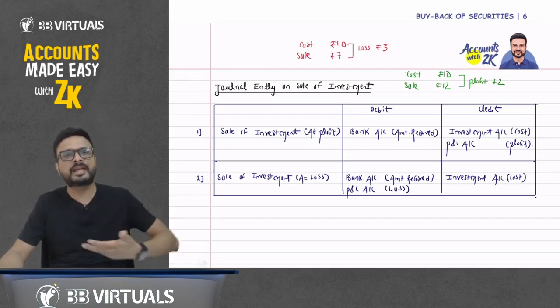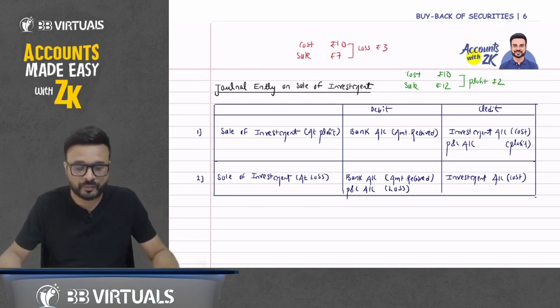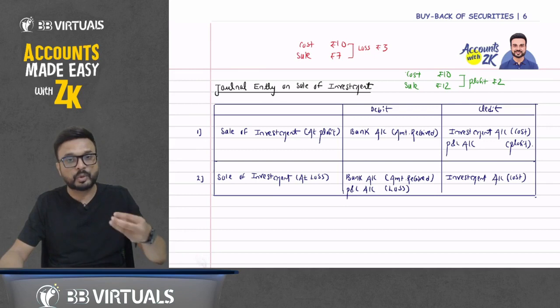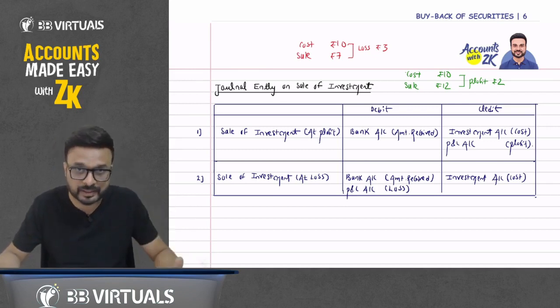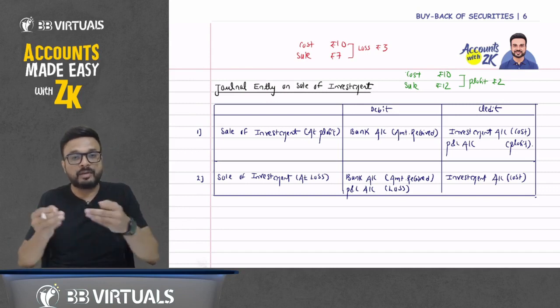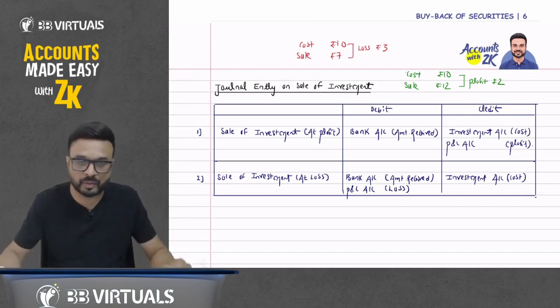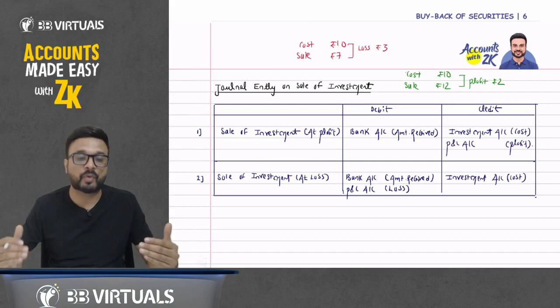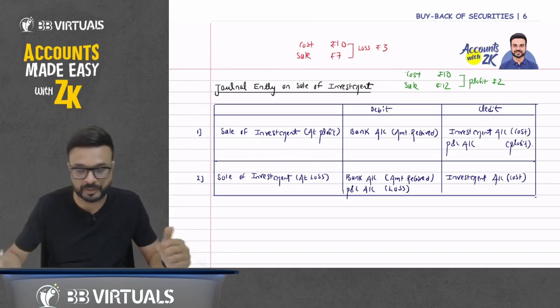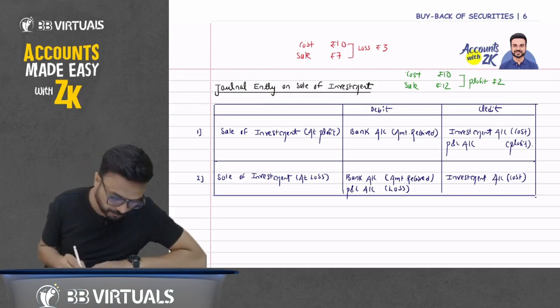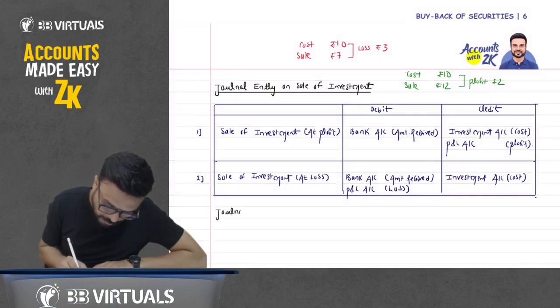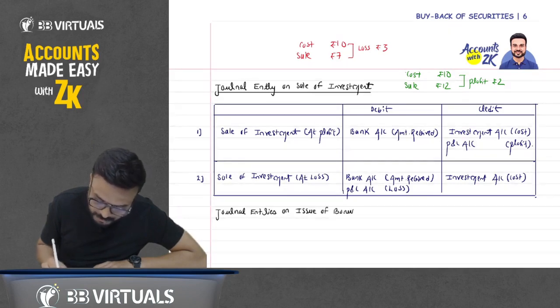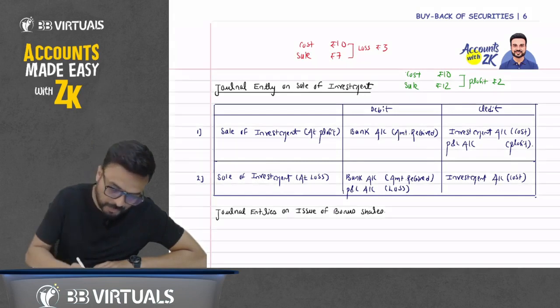You know, bonus shares means that we are issuing shares free of cost to existing shareholders. We call it bonus shares. But you have to know what entry we pass in case of bonus shares. When we give bonus shares, what entry we pass. So first we'll discuss the concept of bonus shares, and then we'll discuss what entry we pass in case of issue of bonus shares. Okay. So give the heading there: journal entries on issue of bonus shares.